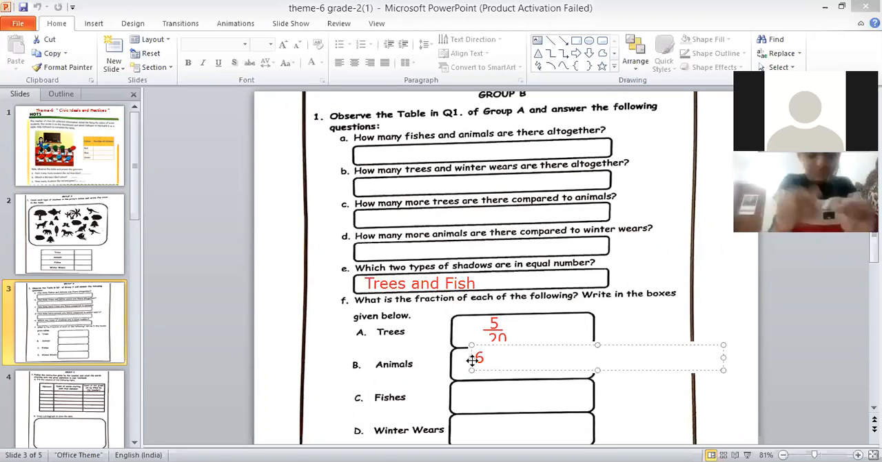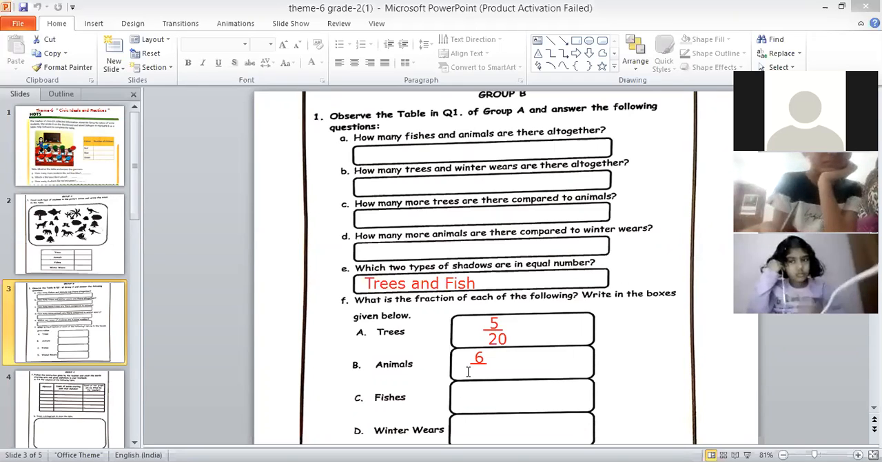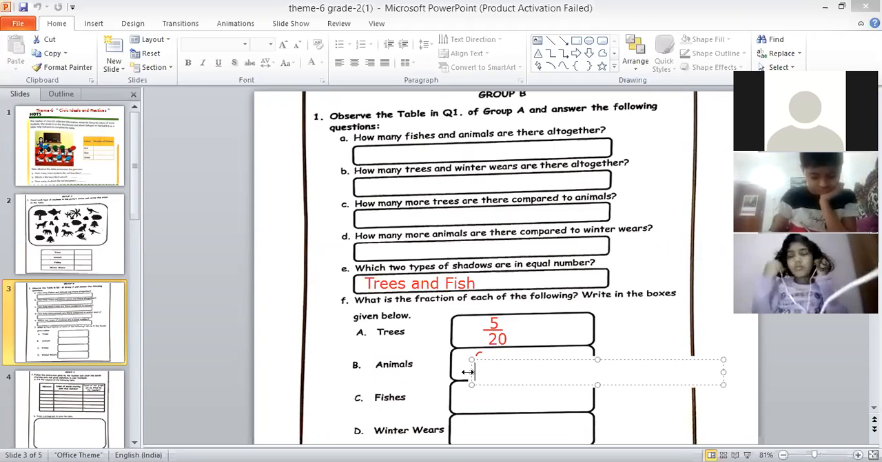6. Okay. Then what we'll do? We'll draw a small line, and then below this line, what we will write? We will write a number. Which number? Total number of shadows. Ma'am, 20. Yes, we will write here 20 because total number of shadows are 20.